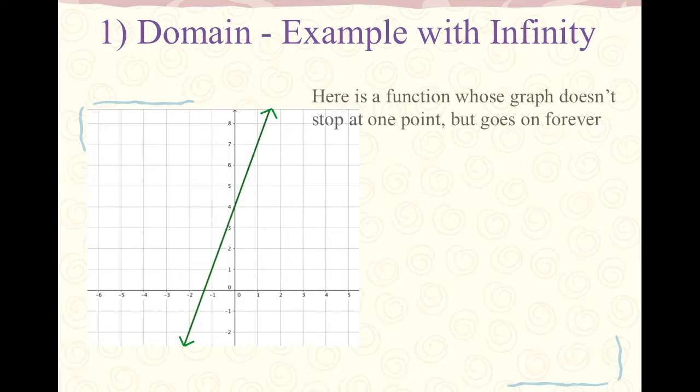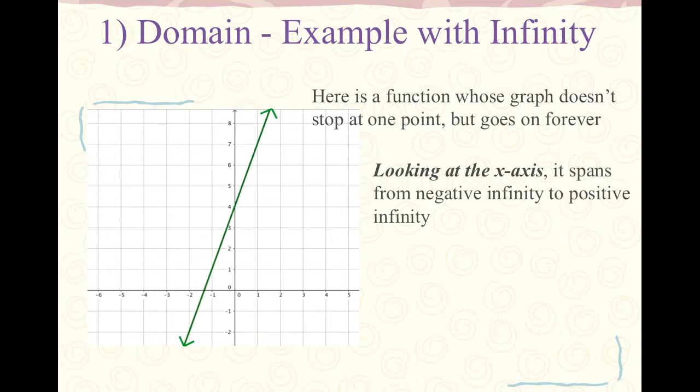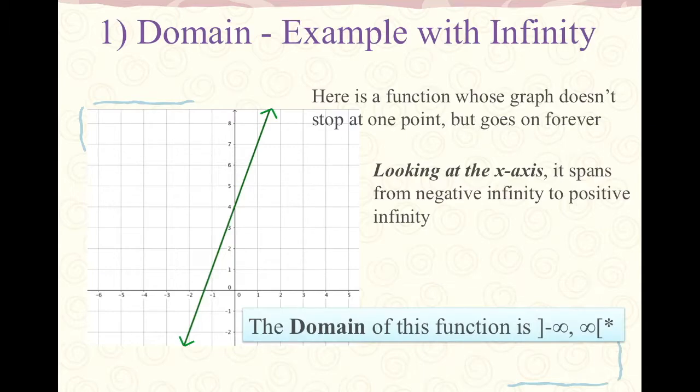But now let's talk about what happens when a function goes on forever. Functions go on forever sometimes, right? In our case here, we are only looking at the x-axis. And you'll notice that we don't know where it starts and we don't know where it stops. So it's basically infinity to infinity. So it spans from negative infinity to positive infinity. So how do we write this in interval notation?